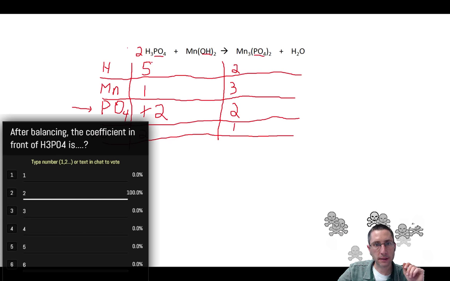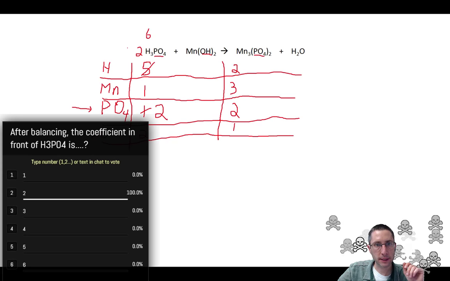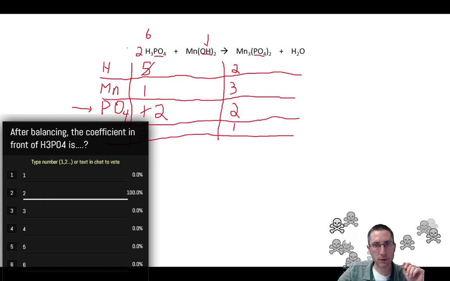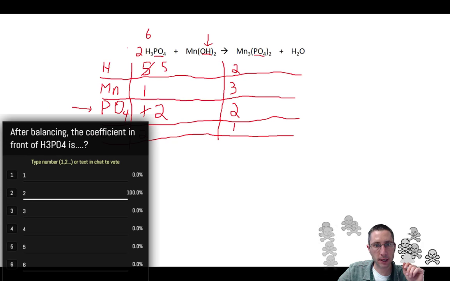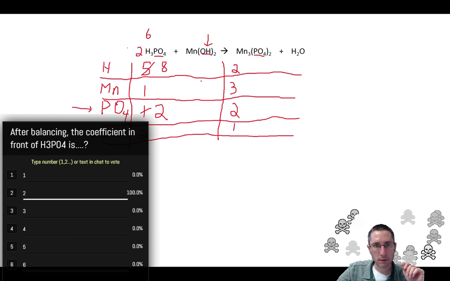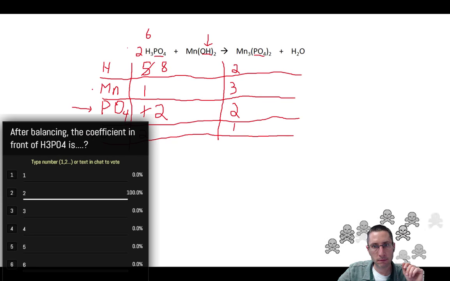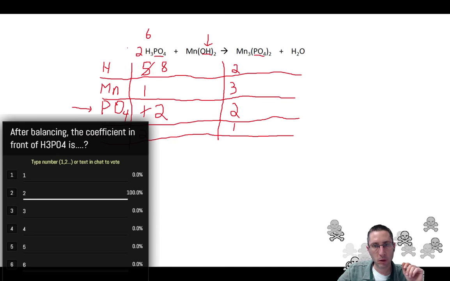But I've also affected these hydrogens. I have 2 times 3 now for 6 hydrogens from this phosphoric acid, but I still have the 2 hydrogens from this other compound. So I've changed my hydrogens now on the left to 8. Okay, let's go on. I'm going to attack the manganese next. You could attack the hydrogens.